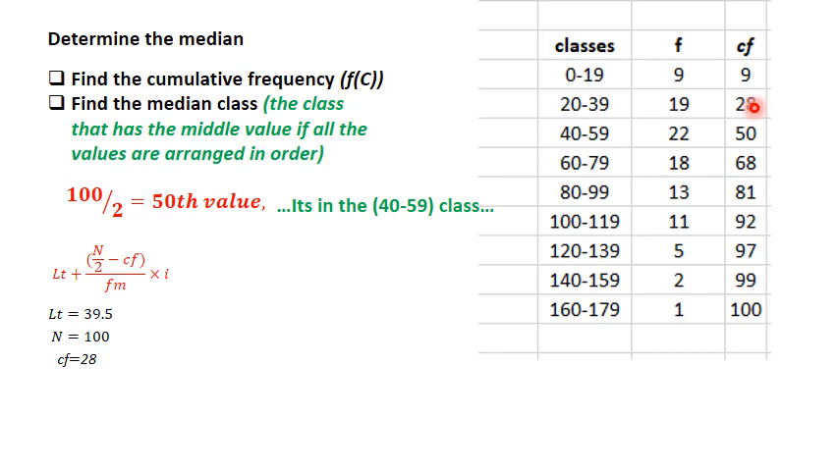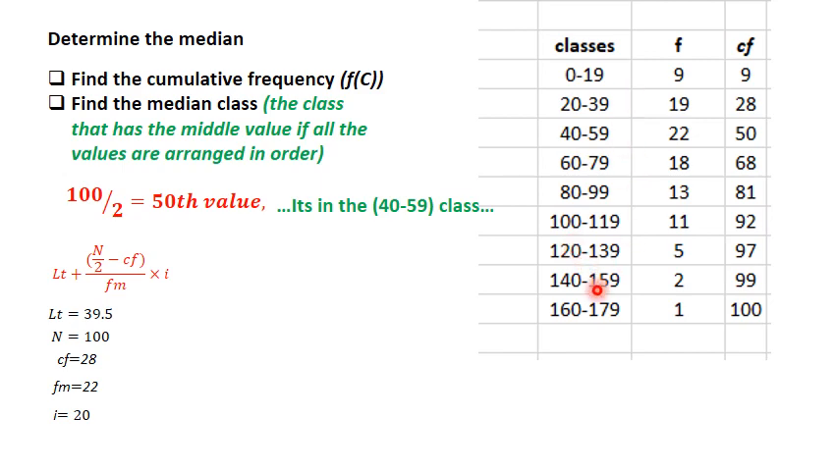So 28 is the figure we have for CF. Again, we have the frequency of the median class, which is 22. FM stands for frequency of the median class. The median class has a frequency of 22, and that is given there. Now the I is 20. The I means the class width, and in this case, it looks like 19 all the time, but it's actually 20.